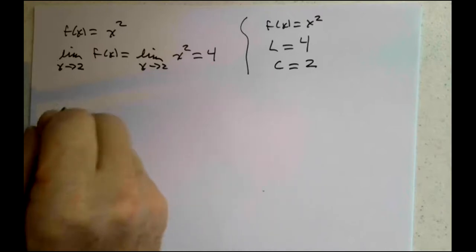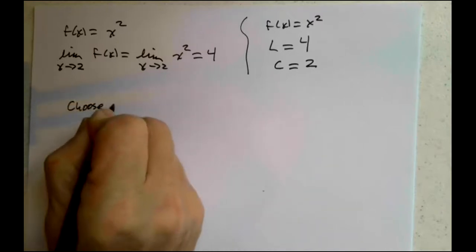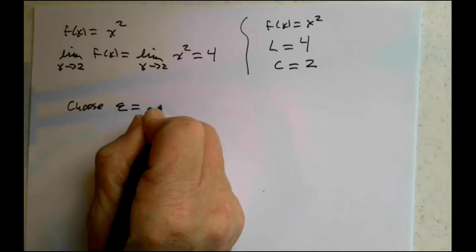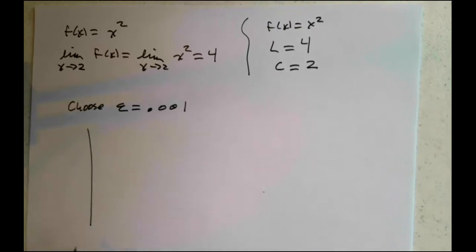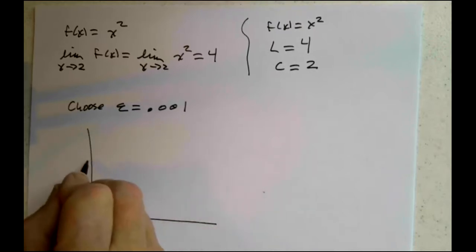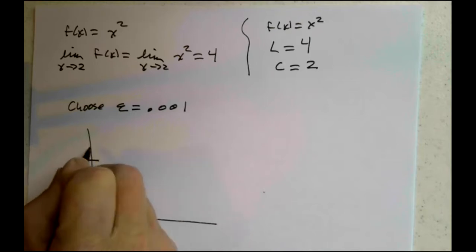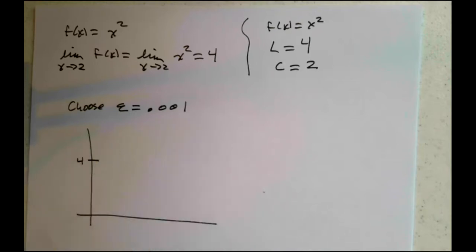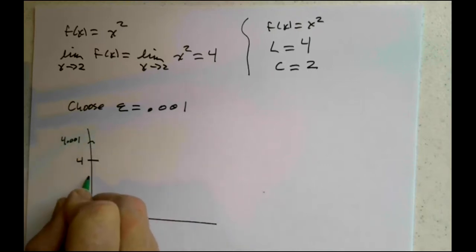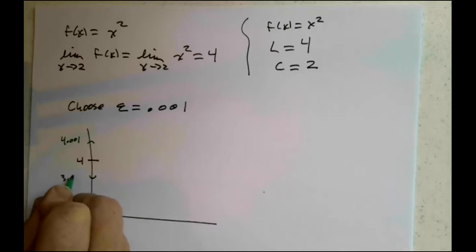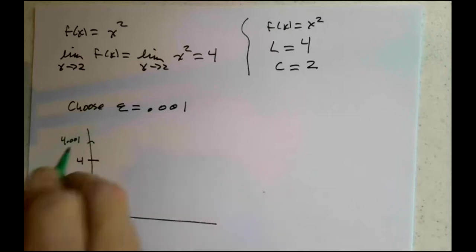This time, let me choose epsilon equals 0.001. Again, for any epsilon that I choose, I should be able to choose a delta small enough so that all of the values in that interval, all of their function values, are within that ribbon. So let's draw our picture so we can visualize this. Here's 4, or L. We're going to add epsilon, so that'll be 4.001 here. And L minus epsilon, 3.999 here. That creates a ribbon.